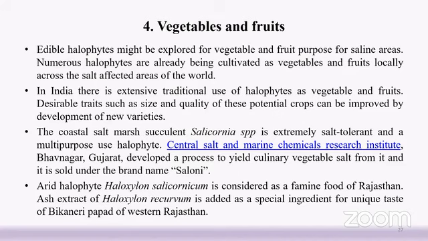The arid halophyte Haloxylon salicornicum is considered a famine food of Rajasthan, and extracts of Haloxylon recurvum are added as a special ingredient for the unique taste of Bikaneri papad of Western Rajasthan. So the ash of this plant is added as a special ingredient. So this taste of Bikaneri papad, you can't get anywhere else.